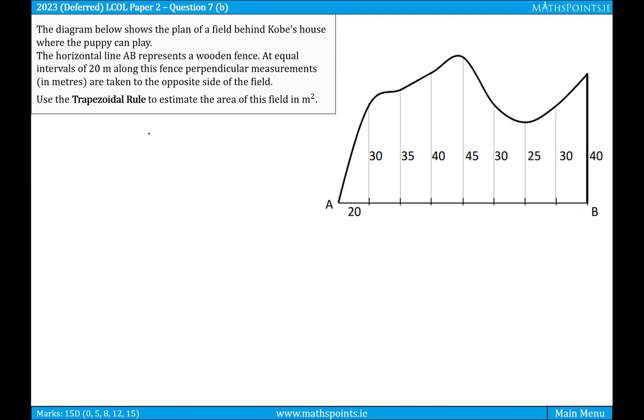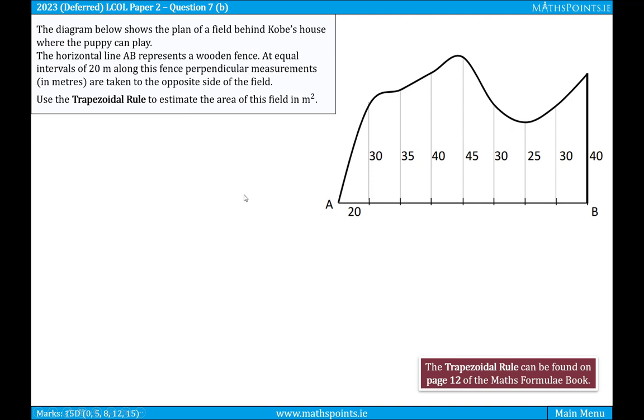So what's the trapezoidal rule? Well, the trapezoidal rule is a rule in our formula book. It's on page 12, and essentially what it does is it breaks this area up into trapezoids and then finds the sum of the areas of those trapezoids to estimate the area under the curve.